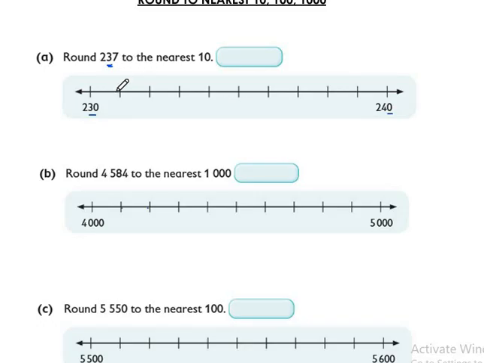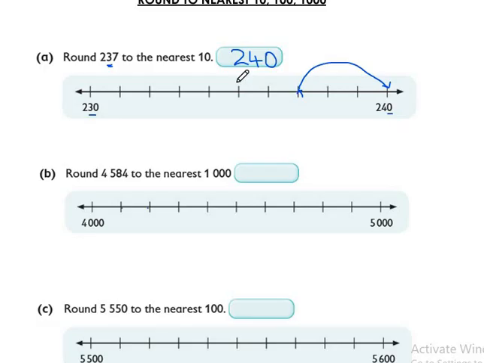So for 237, first we will mark the position: 231, 232, 233, 234, 235, 236 and 237. So this is the position of 237. Now we need to check whether it is close to 230 or 240. No doubt it is close to 240. This is how we round it to the nearest 10.